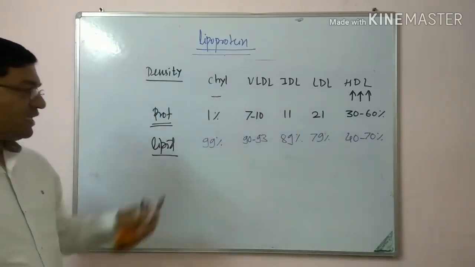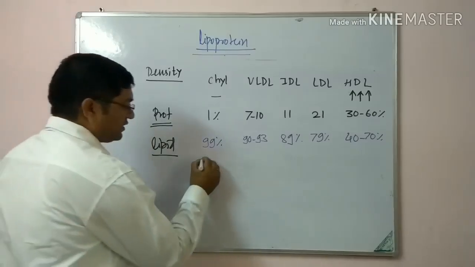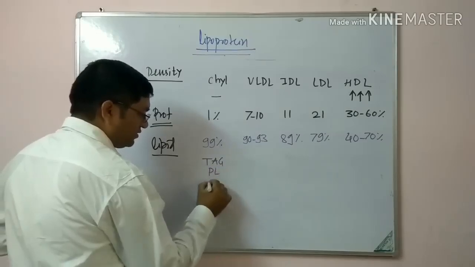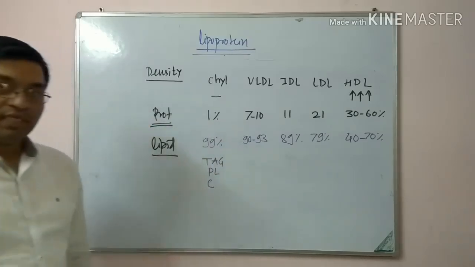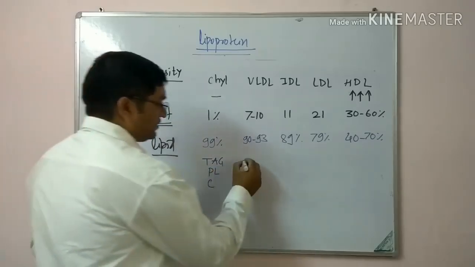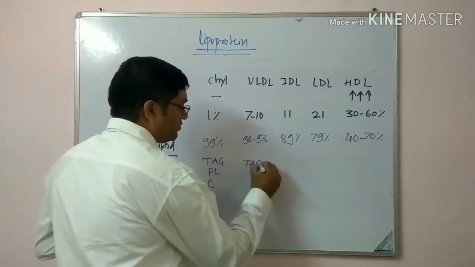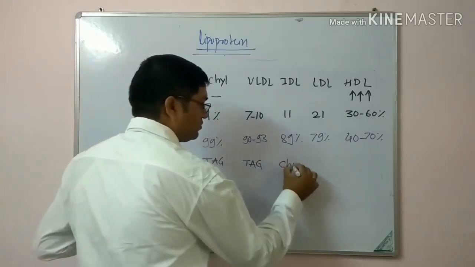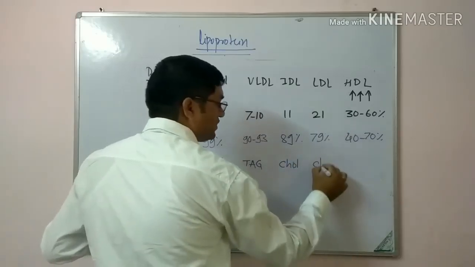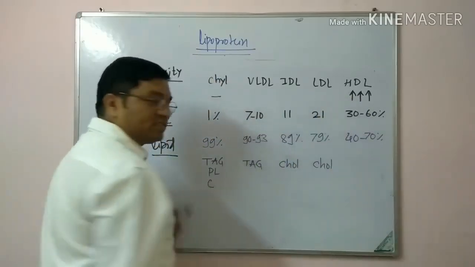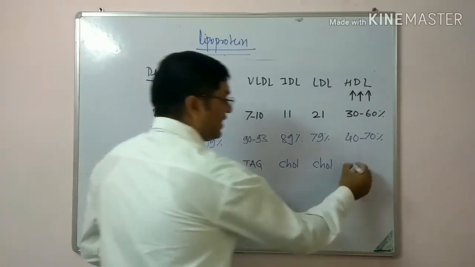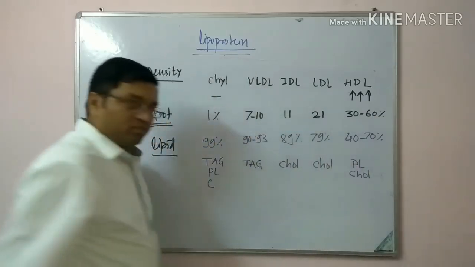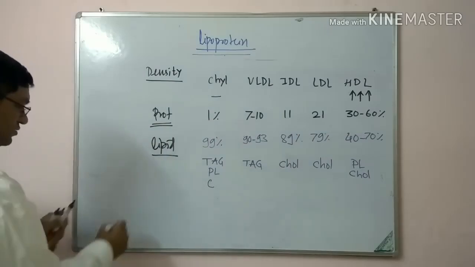So the major lipid in chylomicron is triacylglycerol, phospholipid and cholesterol. In VLDL it is triacylglycerol. In IDL it is cholesterol. In LDL it is cholesterol, and in HDL it is phospholipid and cholesterol. Then the major apoproteins.